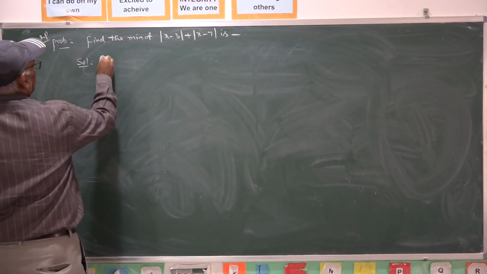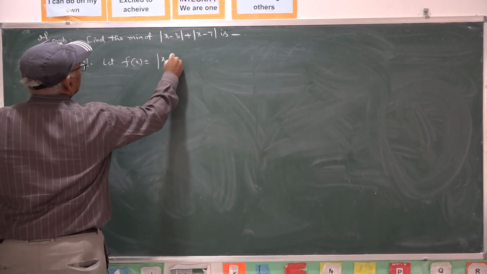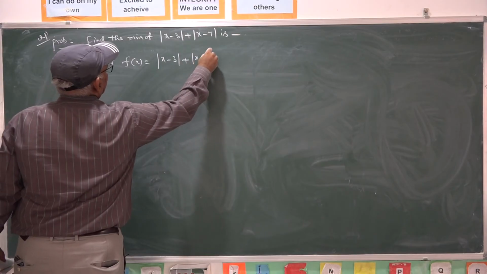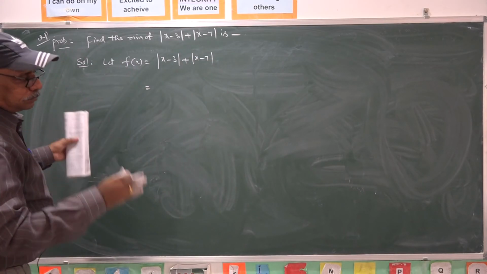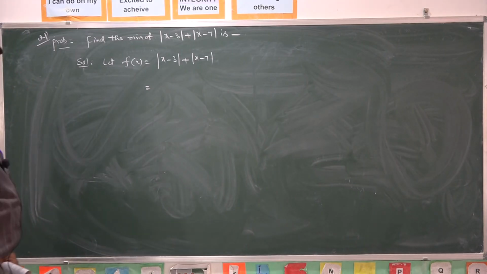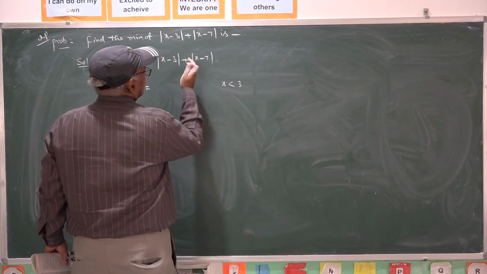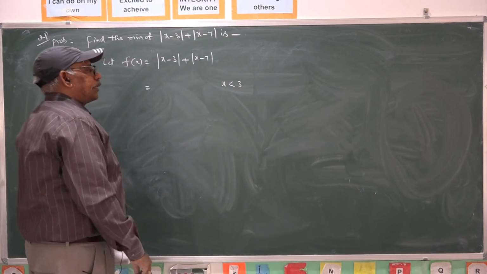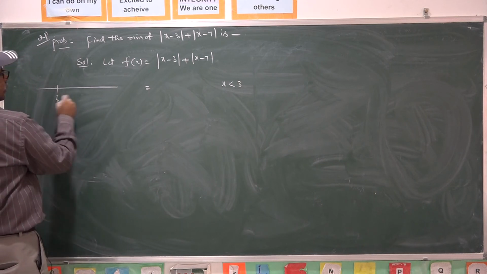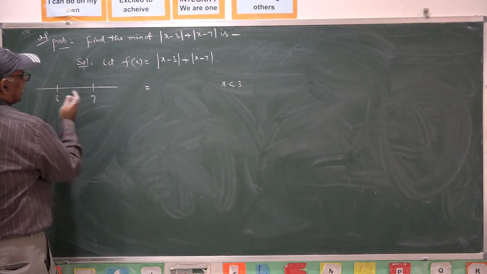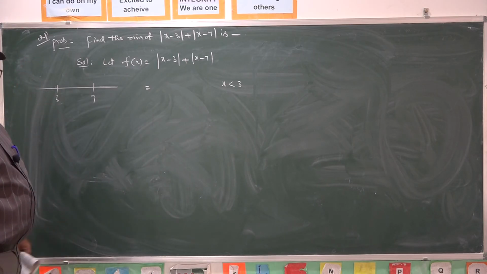So, here let f(x) equal mod x minus 3 plus mod x minus 7. I will analyze this modulus function. I will discuss the nature of the function in these intervals: for x less than 3, for x more than 7, and whenever x lies between 3 and 7.